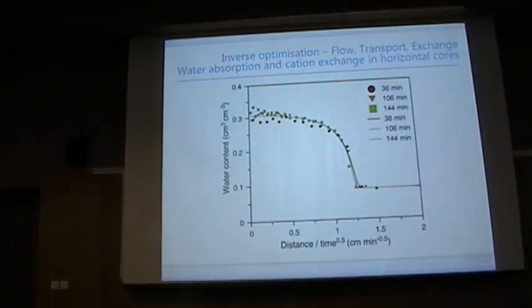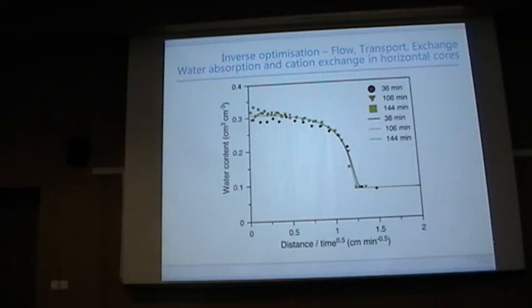The third example is an exercise where we use experimental data to obtain simultaneously flow, transport, and geochemical parameters. The geochemical model here was a cation exchange process. So we calibrated the cation exchange capacity and the thermodynamic constants for that soil. Basically, it was a horizontal soil, dry, which was put into contact with water, so you get water absorption and then the infiltration of some polluted water.